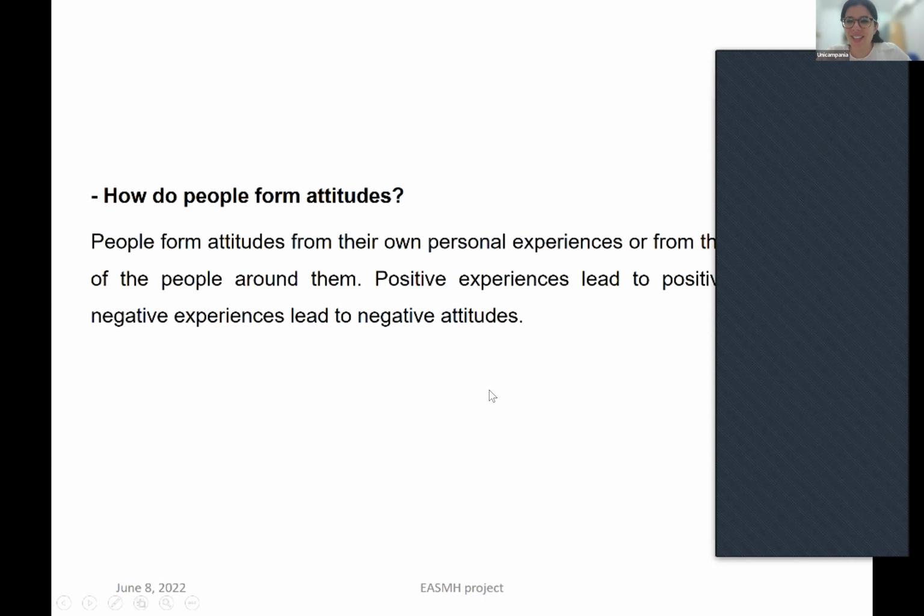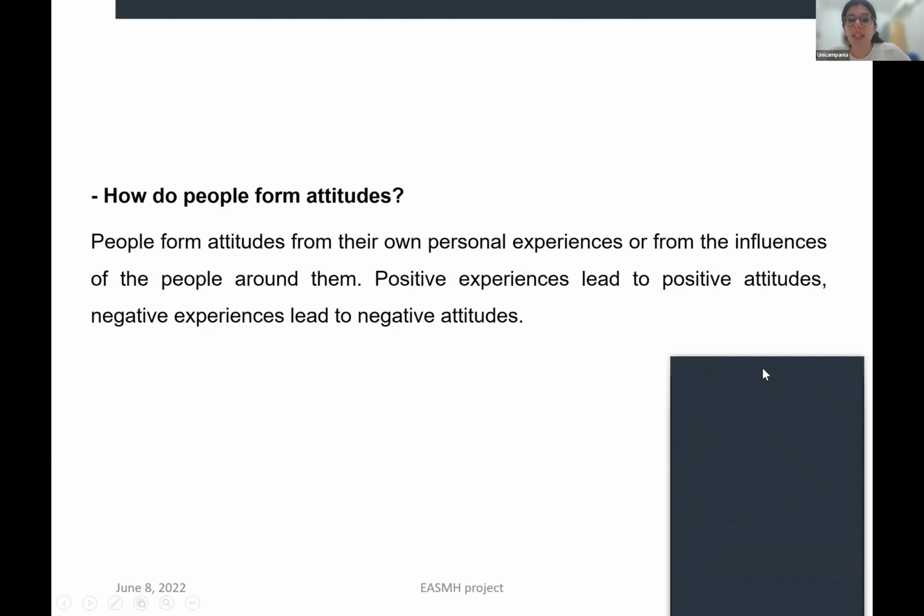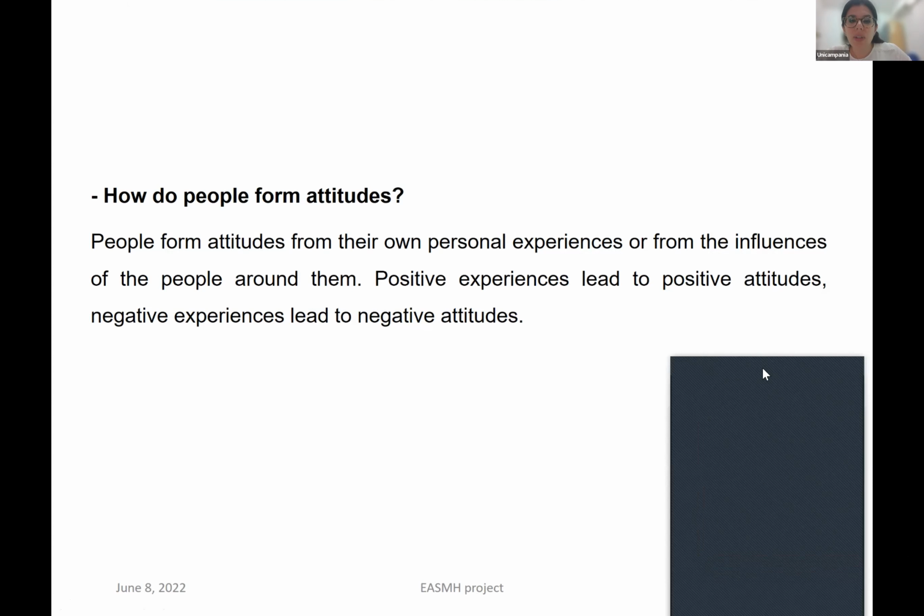In fact, as you can see here, I wrote that probably our attitudes are based on our previous experiences, done by our side or done by our relevant or beloved person, or also by the people that are surrounding us. So having positive experiences, of course, can lead to positive attitudes, while having negative ones is associated with negative attitudes as well.